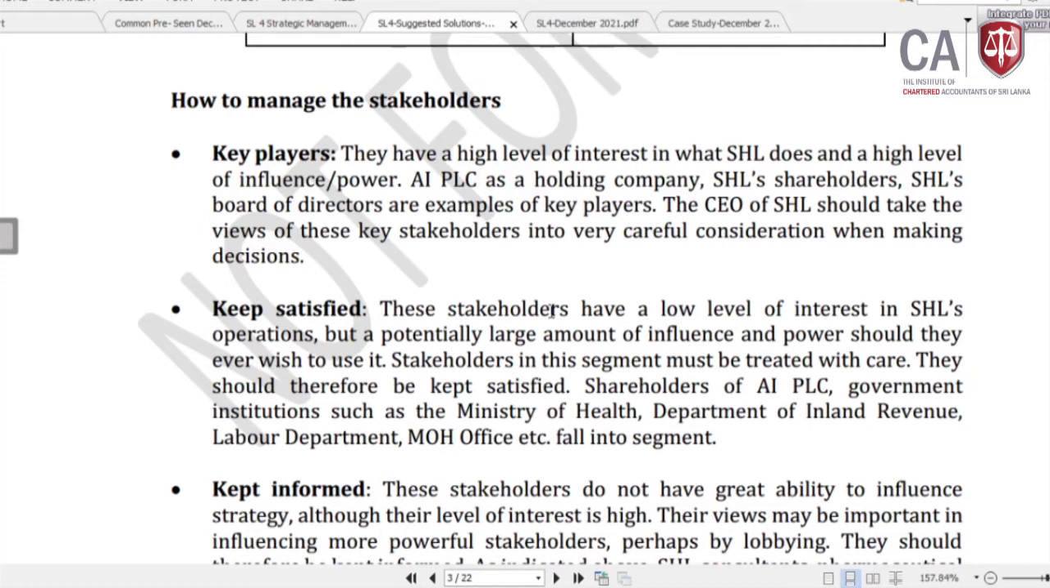Then see, stakeholders in this segment must be treated with care. Must be treated with care. I also mentioned the same point. Why? At any time they can move to segment D by increasing their interest. So, the examiner has not mentioned that point, you can mention that point here. They should therefore be kept satisfied, then examples are provided, right. Shareholders of AI PLC, government institutes such as Ministry of Health, right, government is mainly, right.